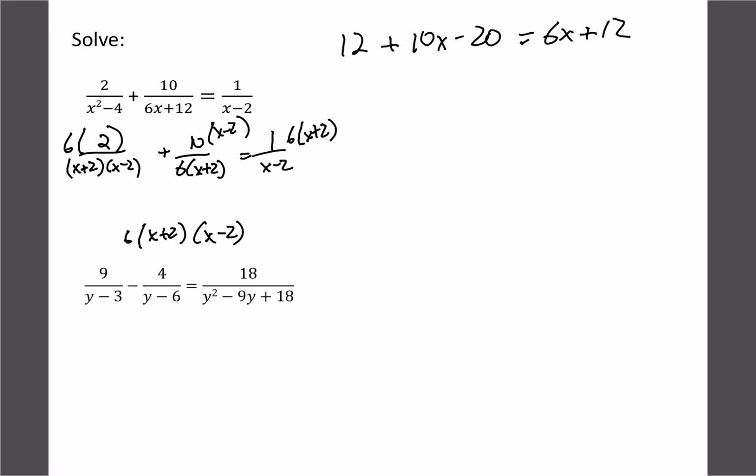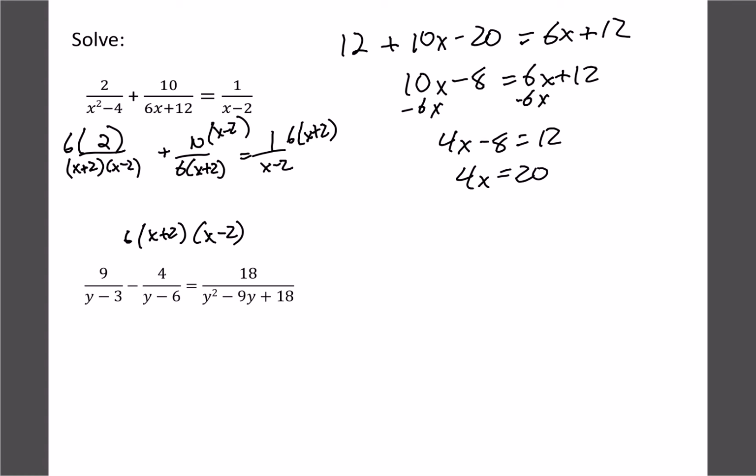So now our last step is, let's just simplify all this. So we'd have 10x minus 8 equals 6x plus 12. Bring the 6x over. So we get 4x minus 8 equals 12. Bring the 8 over, that would give us 20. Divide by 4. x equals 5.